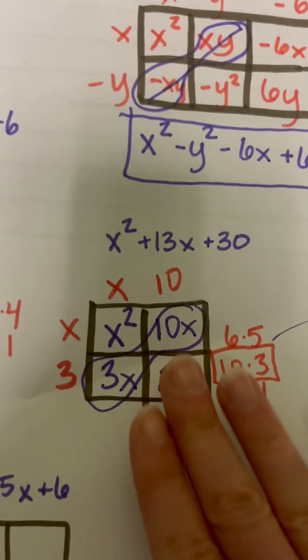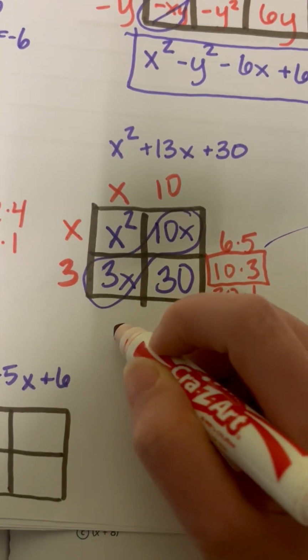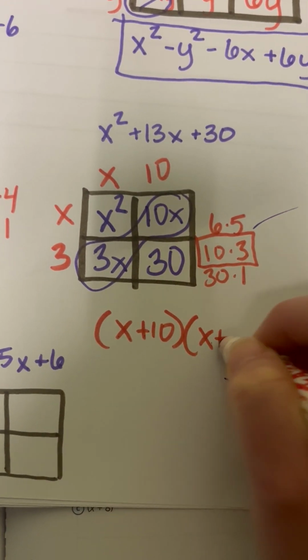These 2 would add together to make 13x. So we've finished our puzzle. We've found the solution. The solution is that we should have started with x plus 10 as one factor, x plus 3 as the other factor.